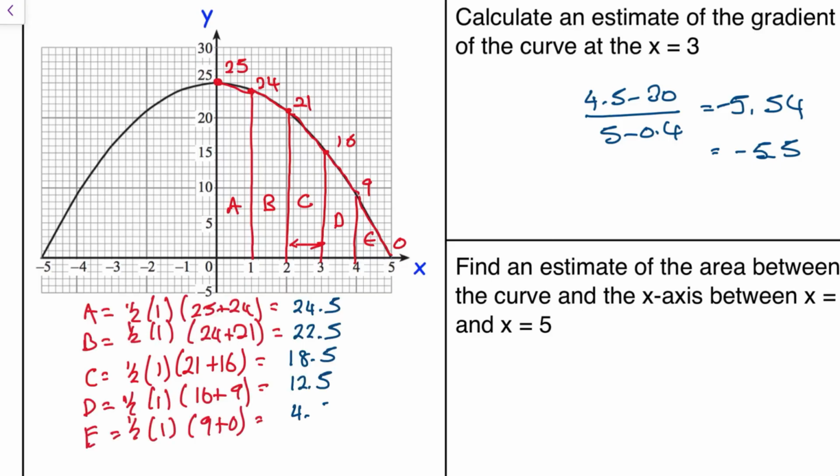And 4.5, which if I add all that up on my calculator, I get 82.5. What are the units? Does it say units anywhere?